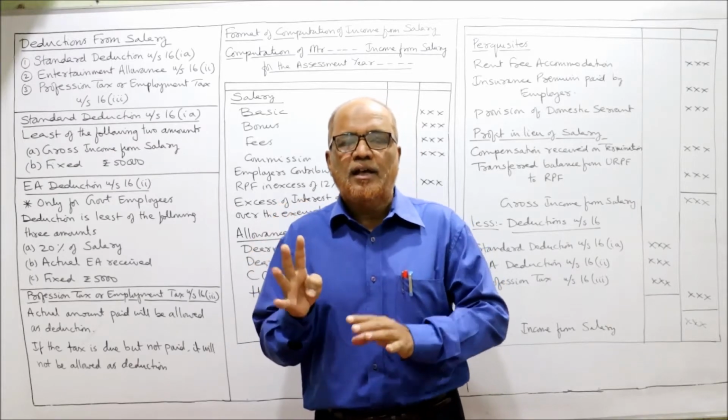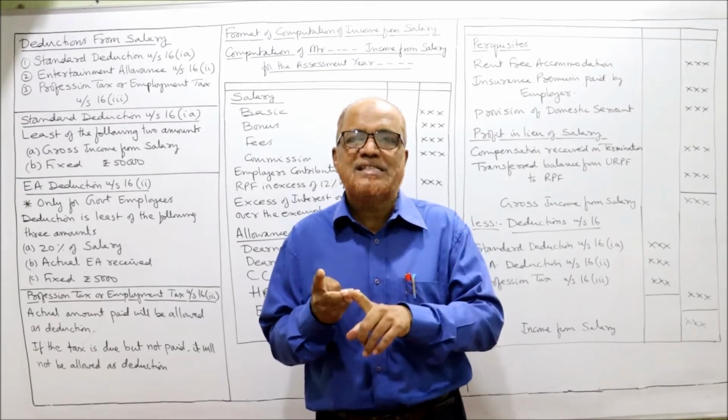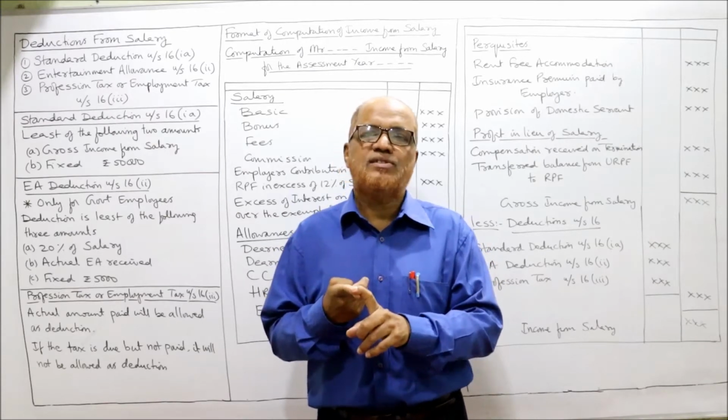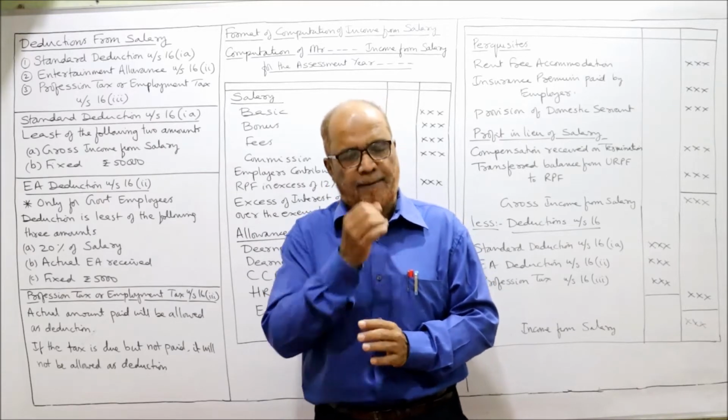4 elements are there. The first, salary. Second, allowances. Third, perquisites. Fourth, profit in lieu of salary. The total of these 4 is called gross income from salary.